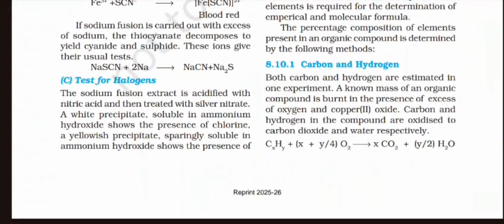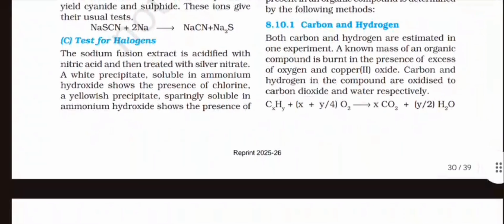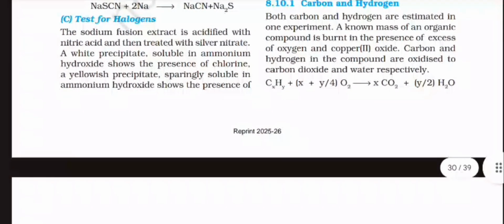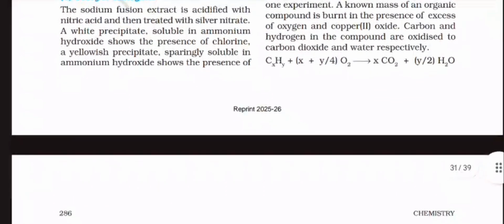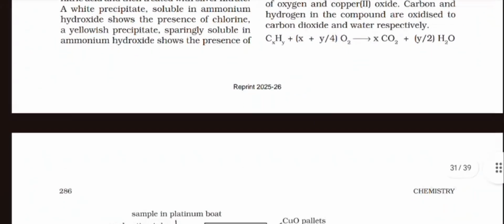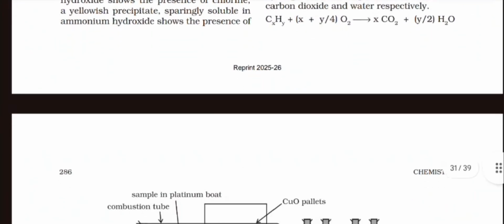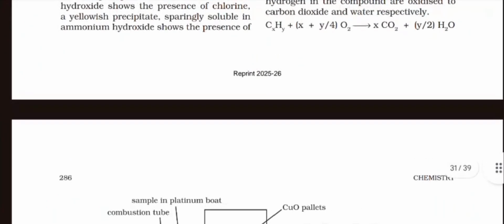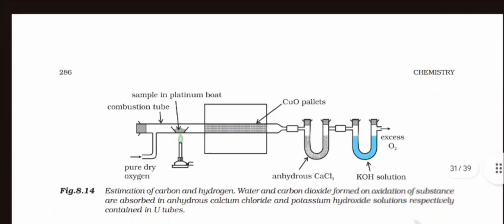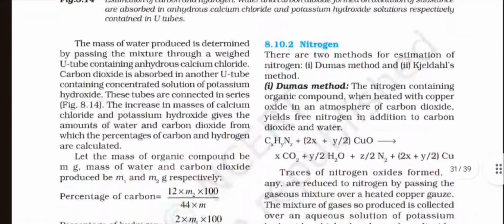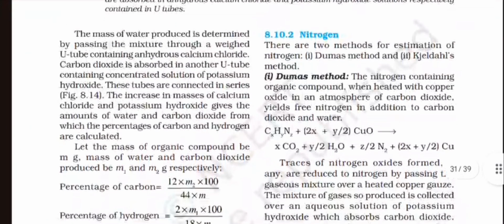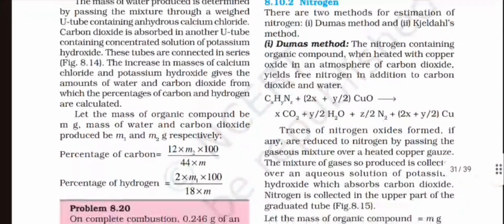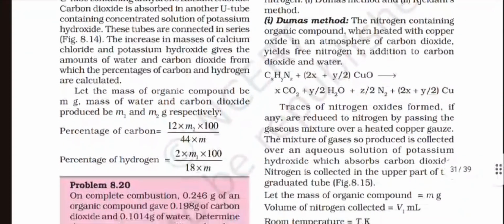Carbon and hydrogen. Both carbon and hydrogen are estimated in one experiment. A known mass of organic compound is burnt in the presence of excess of oxygen and copper oxide. Carbon and hydrogen in the compound are oxidized to carbon dioxide and water respectively. The mass of water produced is determined by passing the mixture through a U-tube containing anhydrous calcium chloride. Carbon dioxide is absorbed in another U-tube containing concentrated solution of potassium hydroxide. These are connected in series.